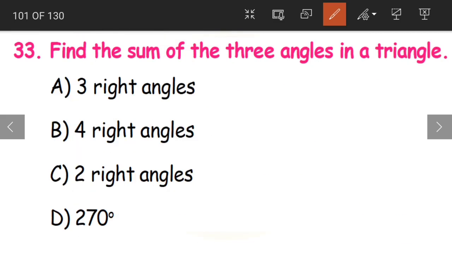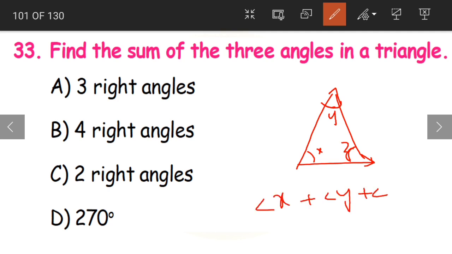Question 33. Find the sum of 3 angles in a triangle. What is this? Find the sum of 3 angles in a triangle. When we have a triangle, children, we will have 3 angles. Yes or no? We can see that a triangle has 3 angles. So one of the properties of triangles is that the sum, let us say these are angles x, y and z, angle x plus angle y plus angle z is always equal to 180 degrees. When we take the sum, that is nothing but the total of the 3 angles of a triangle, the total will always be equal to 180 degrees.